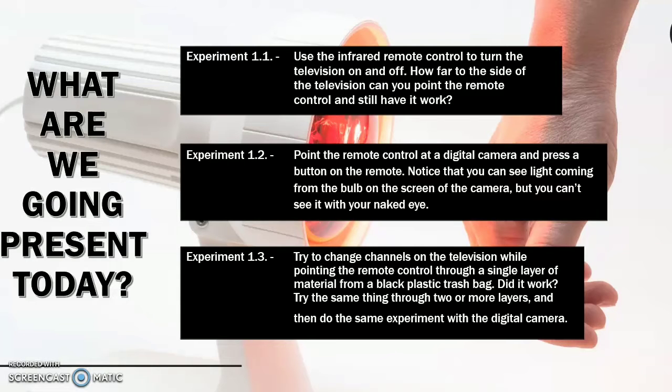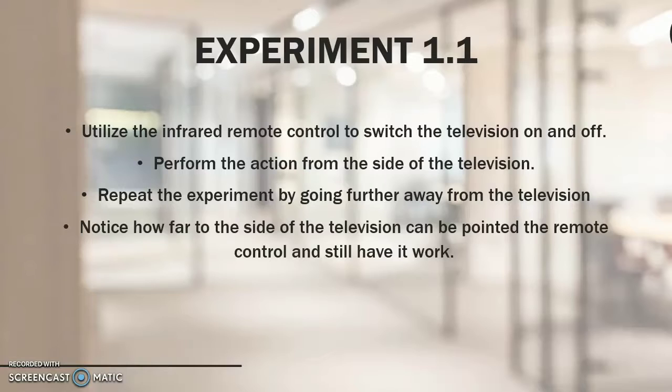So in this presentation, what are we going to present today? Here we have prepared three interesting experiments. First of all, experiment 1.1, where we will be testing the power of the signal from the remote to the TV as the distance increases from shorter to longer. Experiment 1.2 will be about the digital camera and the remote control, where we will be able to see the light that emits from the remote control through the digital camera. And lastly, 1.3, we will be testing the power of the signal going through black plastic bags. Let's move on to the experiments.